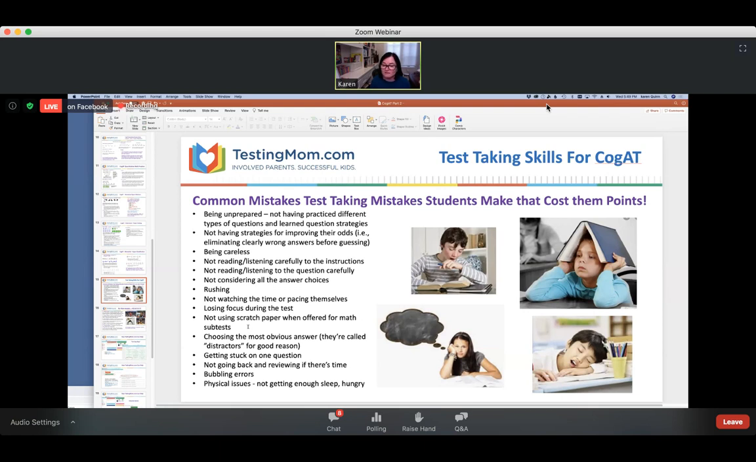They are offered scratch paper for math, and they don't use it. They fall victim to the distractors. They get stuck on one question. I mean, these are the common errors that kids make.